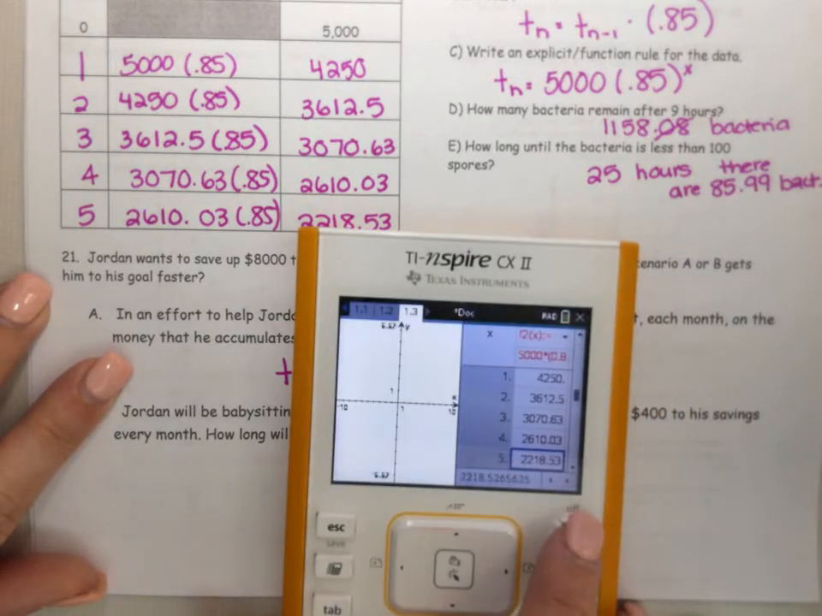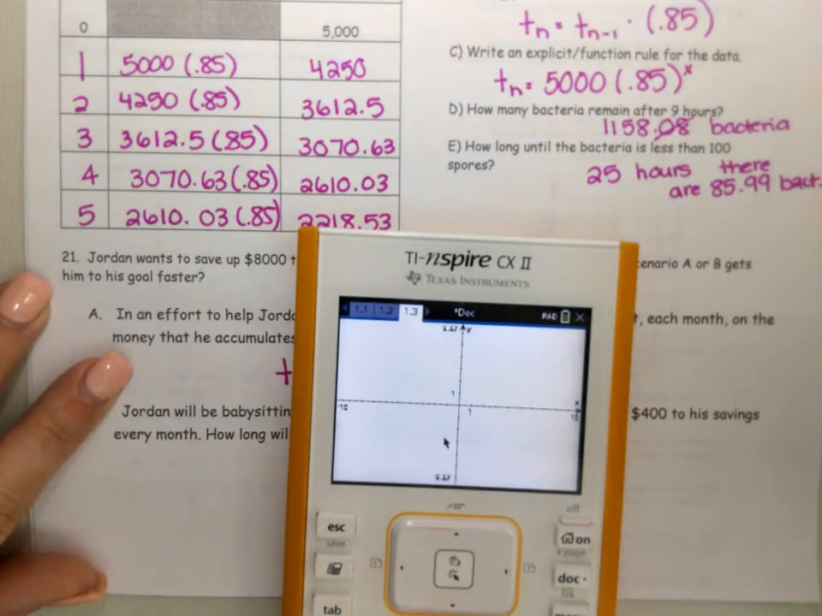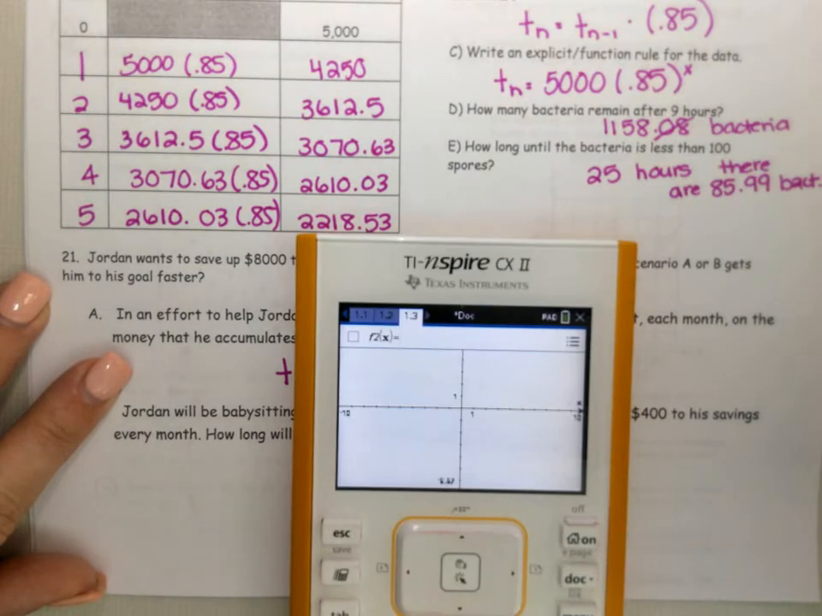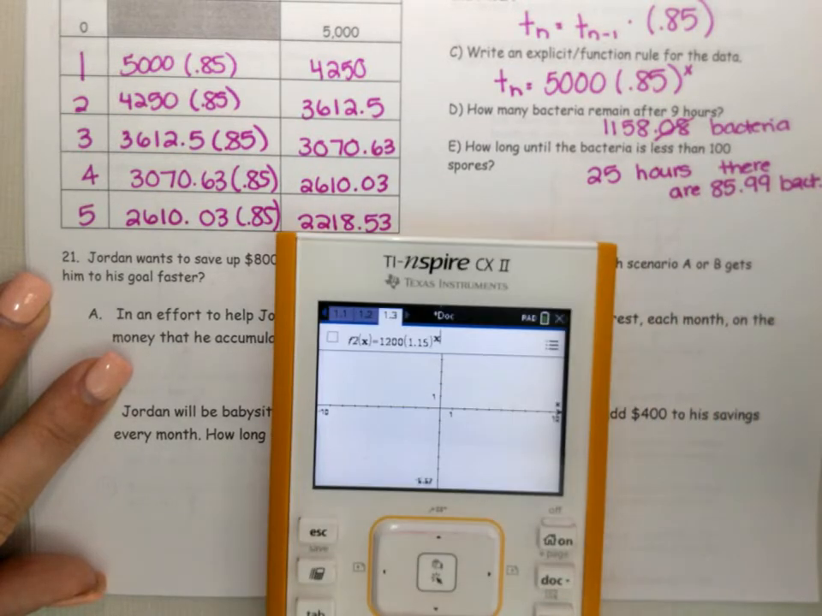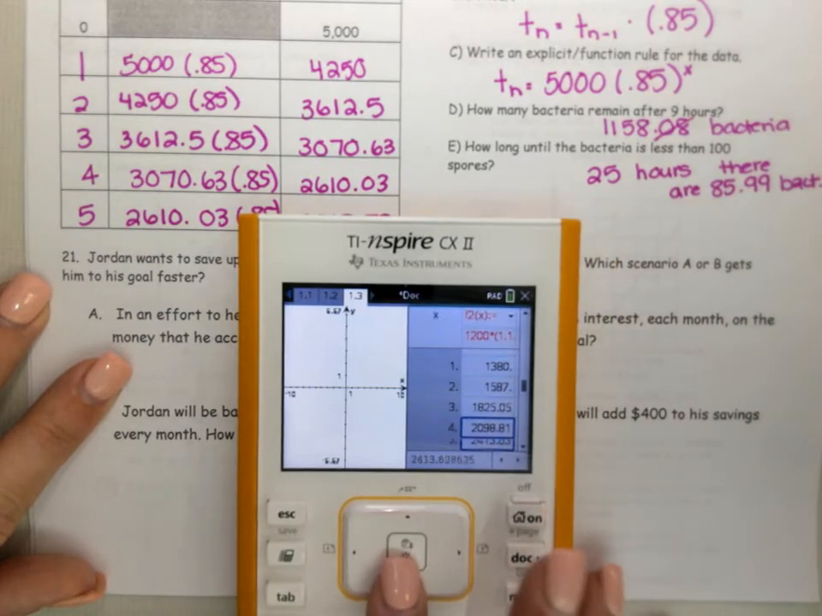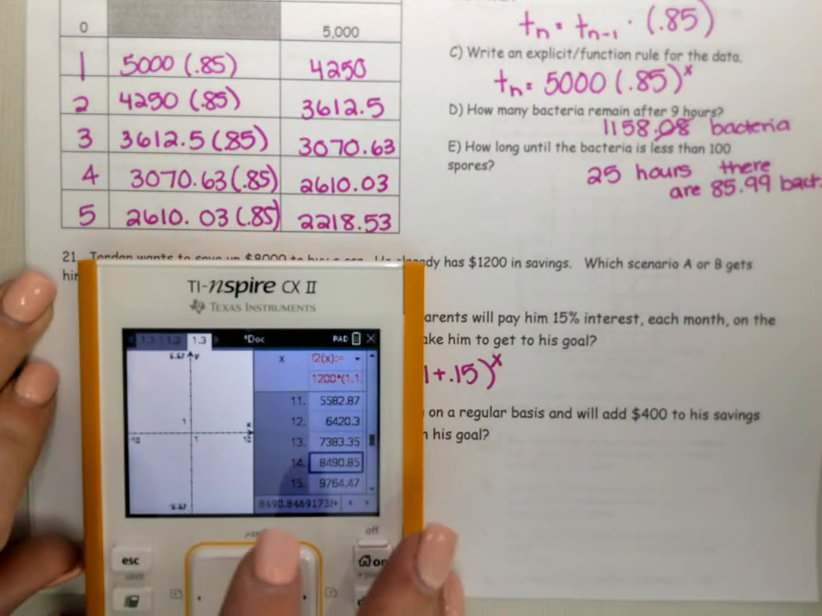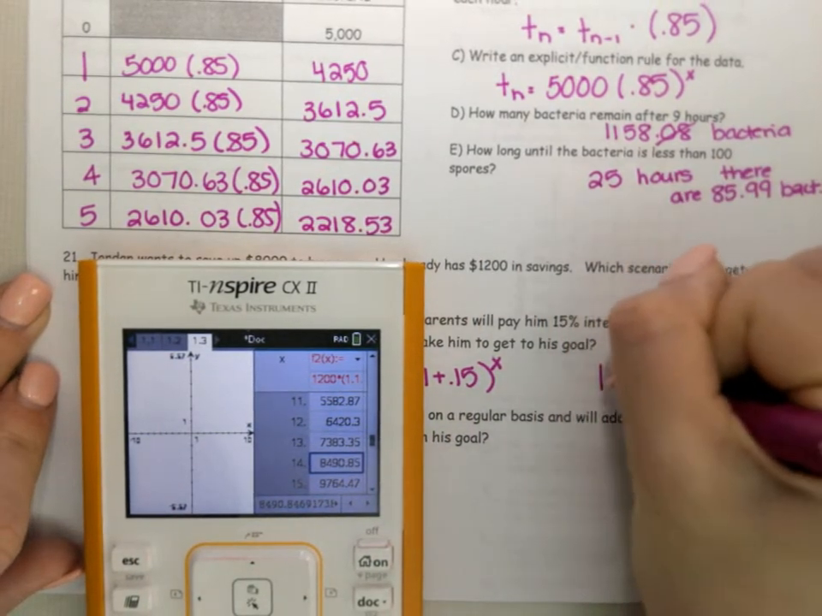So let's see, how long will it take him to reach his goal using that formula? So menu 3.1, 1,200 times 1.15 to the x. Control T, and he wants to get 8,000. So he will have $8,000 after 14 months.